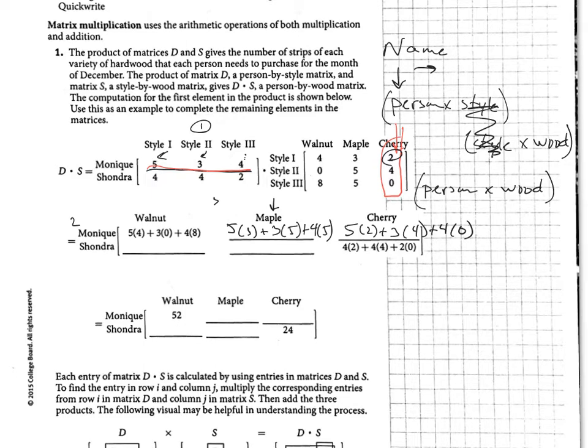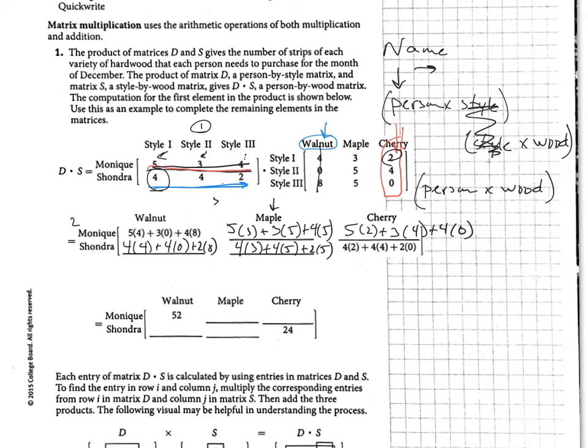All right, so now officially we are done with using Monique's numbers. So now we have to do this whole thing again with Chandra. And so we're going to be here and walnut. So we go across the 4 4 2 and down 4 0 8. So it's 4 times 4 plus 4 times 0 plus 2 times 8. So we're done with walnut. Now we're on maple. We're back to here again. 4 times 3 plus 4 times 5 plus 2 times 5. They were nice enough to have done that last one.